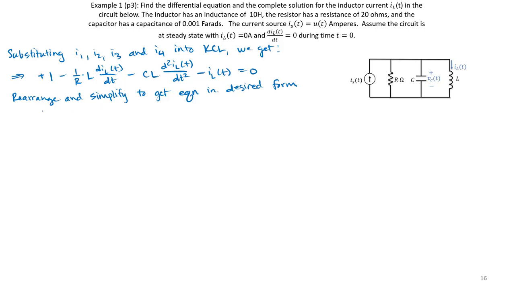So let's go ahead and rearrange this. I'm going to write my terms in descending order, starting with the second derivative. And to get rid of those minus signs, I'm going to move my right three terms to the right-hand side of the equation. That way I get rid of the negative signs. So if I do that, I get LC d squared IL of t dt squared, then plus L over R dIL of t dt, then plus IL of t. And that is going to equal, on the right-hand side, my U of t, which is just 1 ampere for time t greater than 0.